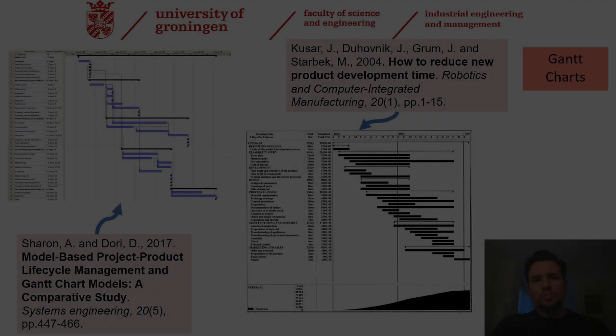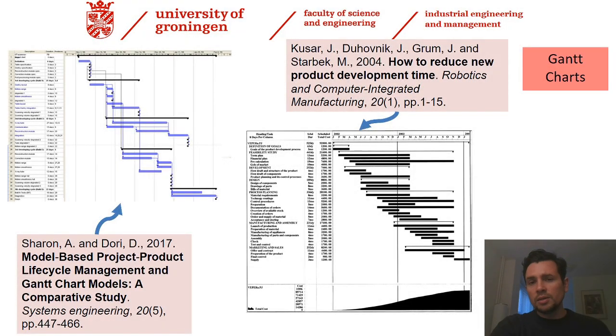Let's take a look at these two examples, coming from highly cited papers. The first is a model-based project product lifecycle management. We can see the set of activities in a time schedule, and how those activities depend on each other. Now, in the second example, on how to reduce new product development time, we can also see the set of activities. It's just a different approach. The list of activities, the time of each activity, and we can see that there are activities that are consecutive, in a serial way, but most of them are activities that can be done in parallel.